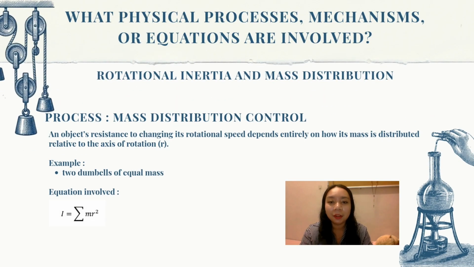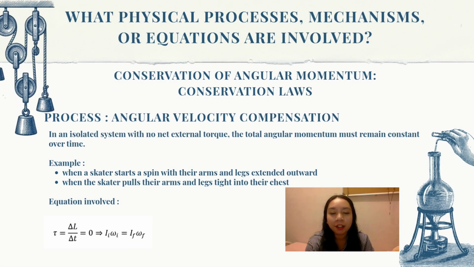So, this is the second topic under what physical processes, mechanisms, or equations are involved. There is rotational inertia and mass distribution. The process is mass distribution's control. An object's resistance to changing its rotational speed depends entirely on how its mass is distributed relative to the axis of rotation. Because mass distributed further away quadratically increases resistance, the system's inertia can be dynamically altered just by shifting its physical shape.